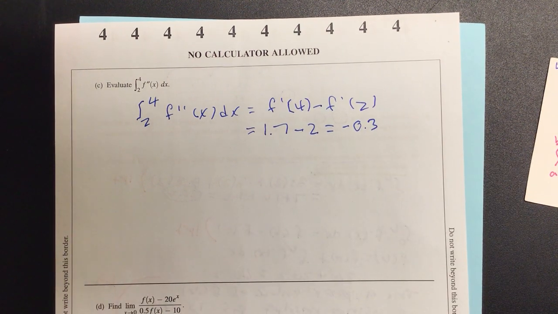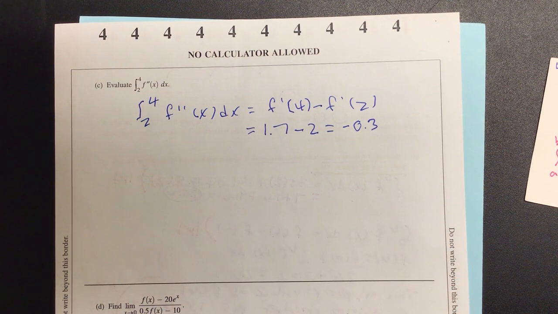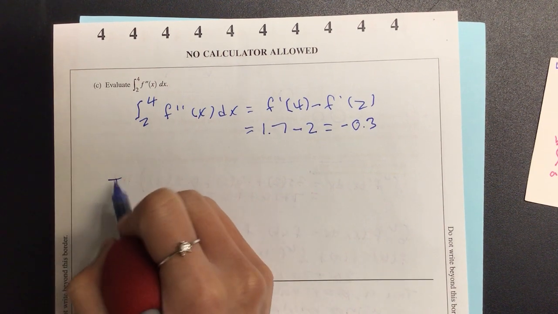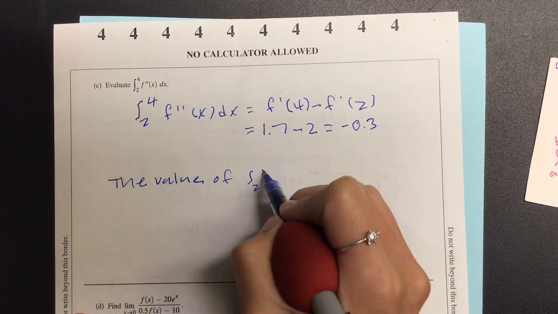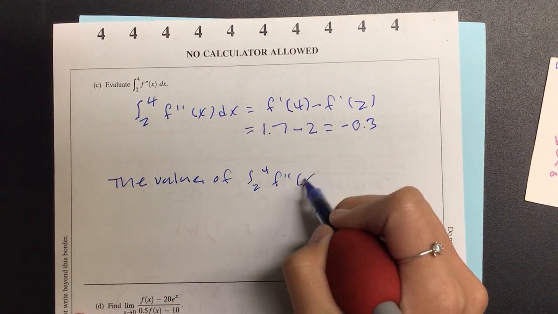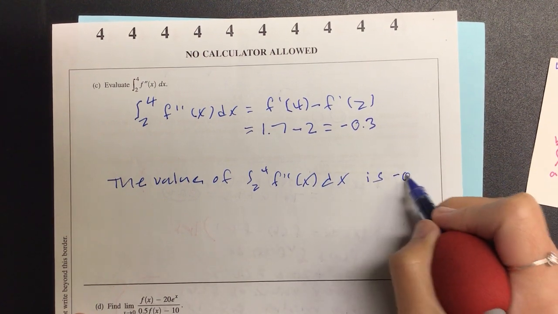And again, we want to write it in a sentence, okay? Typically, if you stop right here, you get full credit. But just in case there are AP graders that want sentences all the time, over-explain. So I'm going to say the value of the integral from 2 to 4 of f double prime of x dx, and again, just write the word is, negative 0.3.